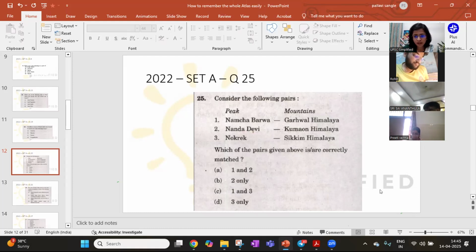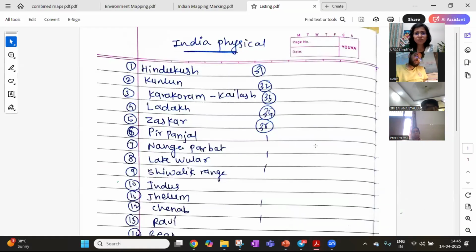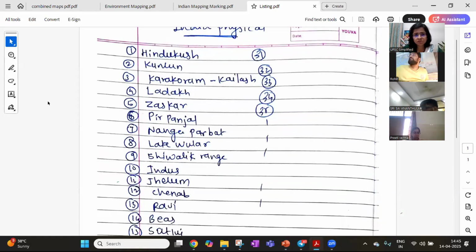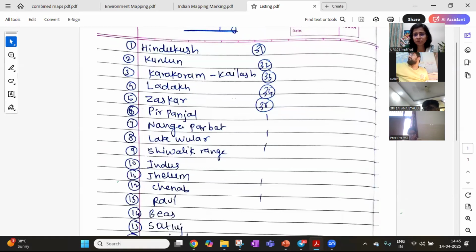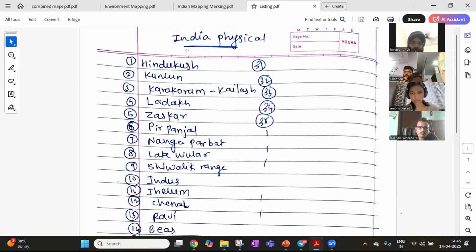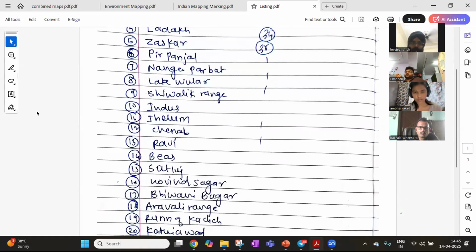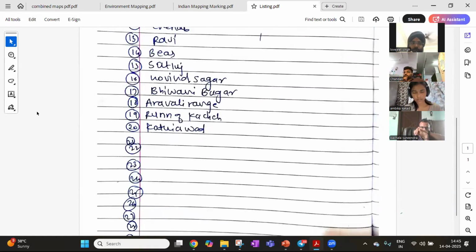What you can do now, after doing all these things, you will list. This is the listing method. You will simply list all the places in this map. See, I tried to list these many places. There are so many places. Hindu Kush, Kunlun, Karakoram. Are you able to see this? I'll simply list for the India physical map, in one page, all the names: Hindu Kush, Kunlun, Karakoram, Ladakh, Zaskar, Pir Panjal, Nanga Parbat. All these things I will list.